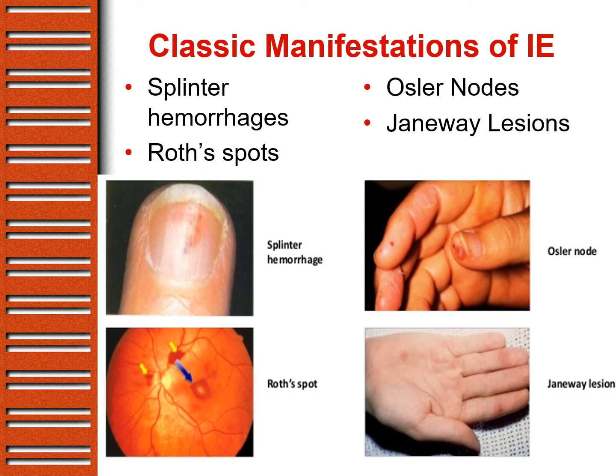They occur from microemboli or circulating immune complexes, and they include petechiae, splinter hemorrhages of the nails, Osler nodes on the finger and toe pads, Janeway lesions on the palms and soles of the feet, and Roth spots on the retina.